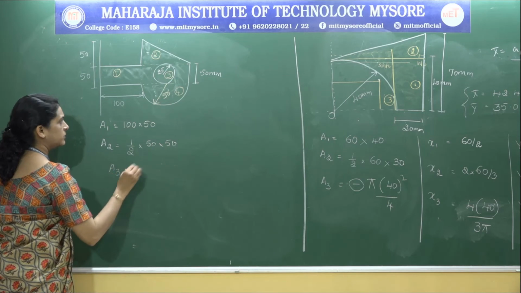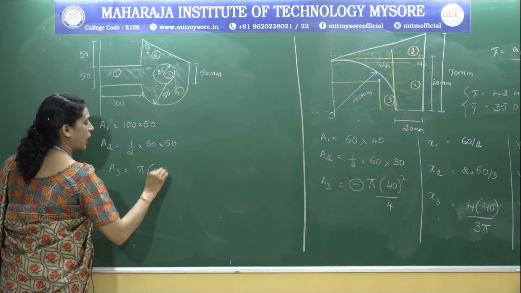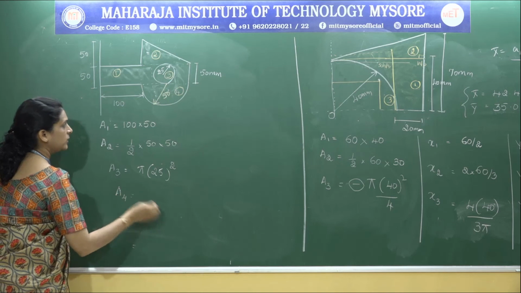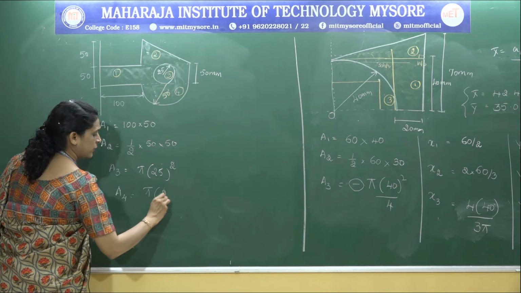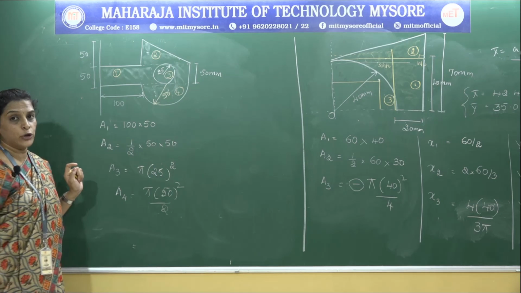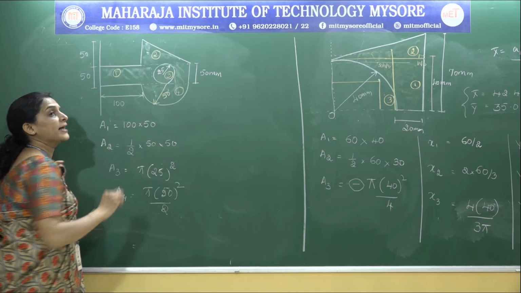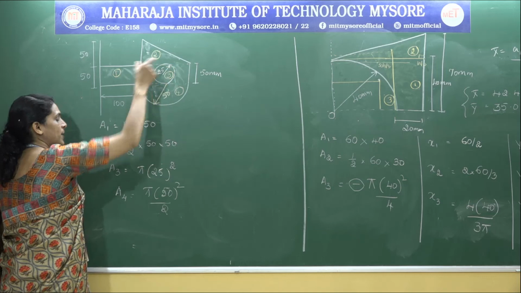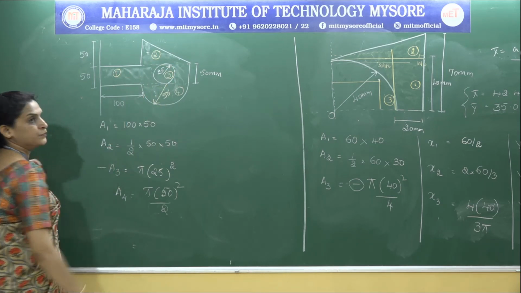Area of the third section, that is the circle, is pi r square, where r is 25. Area of the last one, that is the semicircle, is pi into 50 square by 2. We will have to note here that the circle is to be considered as negative because that is an unshaded shape. So the circle has to be considered negative here.